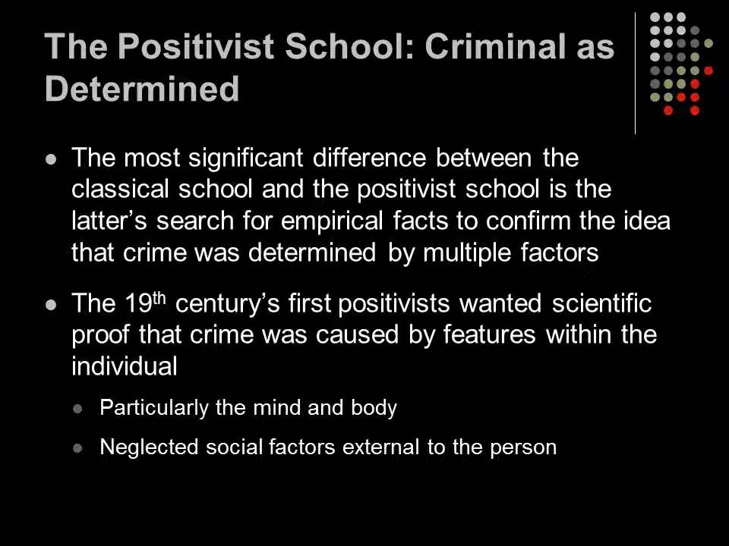So in the 19th century, they started looking at features of criminals, especially physical characteristics and psychological or mental capacity. Early on, they didn't really look to social factors that were outside of people. They were still stuck on the idea that the cause of crime would be located within the person. And so they started their scientific inquiry by examining the characteristics of criminals.